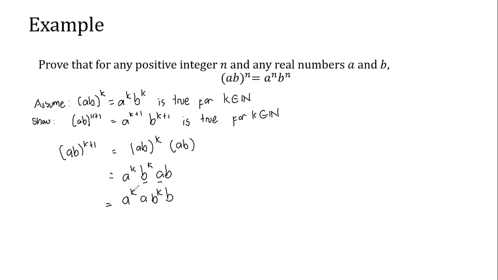And then, the last one, pag multiply natin to a raised to k times a, that is a raised to k plus 1. And then, b raised to k times b, that is b raised to k plus 1. So, as you can see, napakita na natin, (ab) raised to k plus 1 is equal to a raised to k plus 1, b raised to k plus 1. Okay? So, doon, pwede na tayo mag-conclude that this is true for all natural numbers. Okay? Or for any positive integer n. Okay, next.